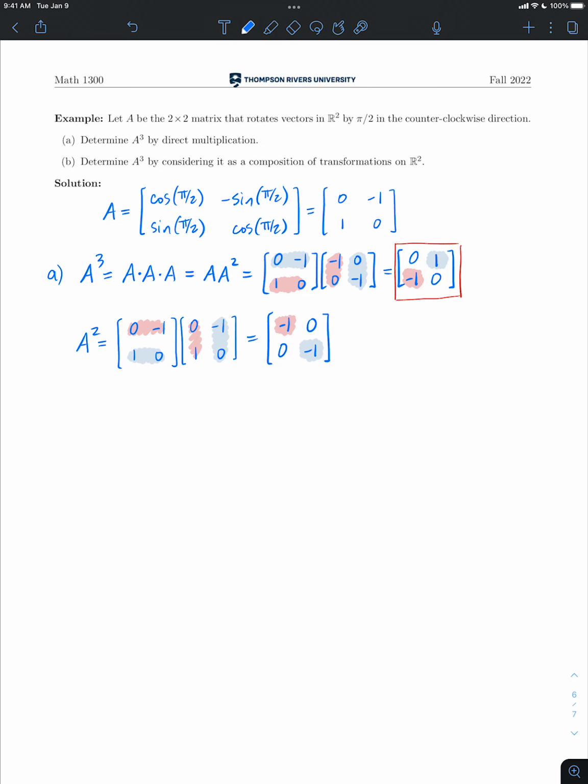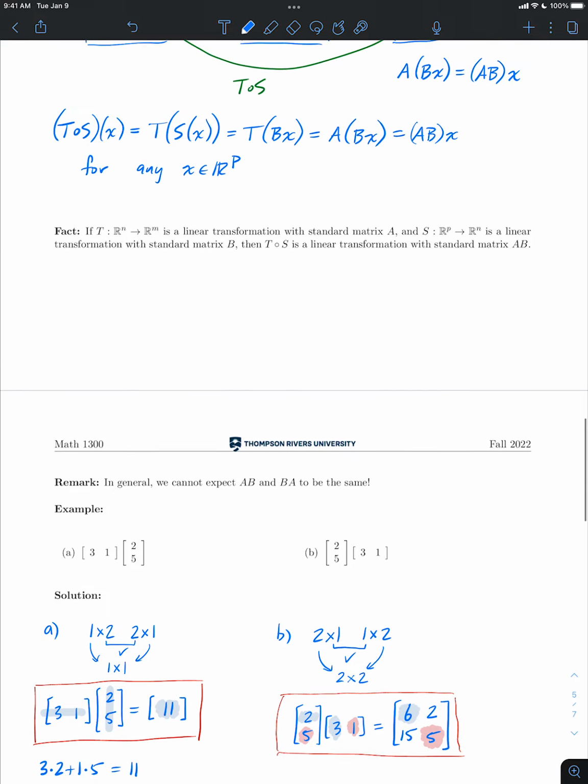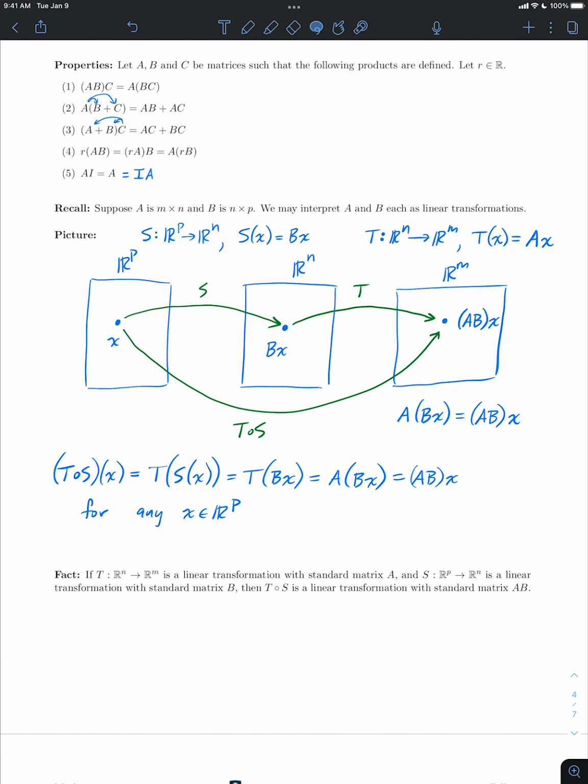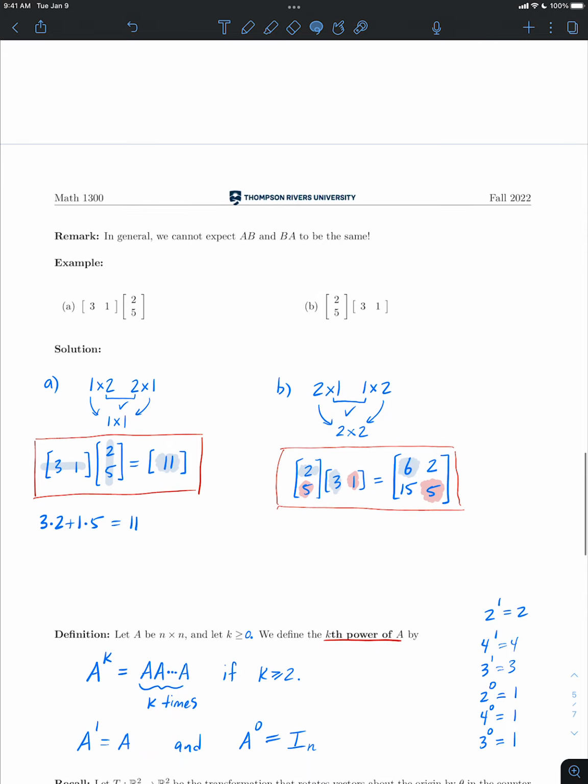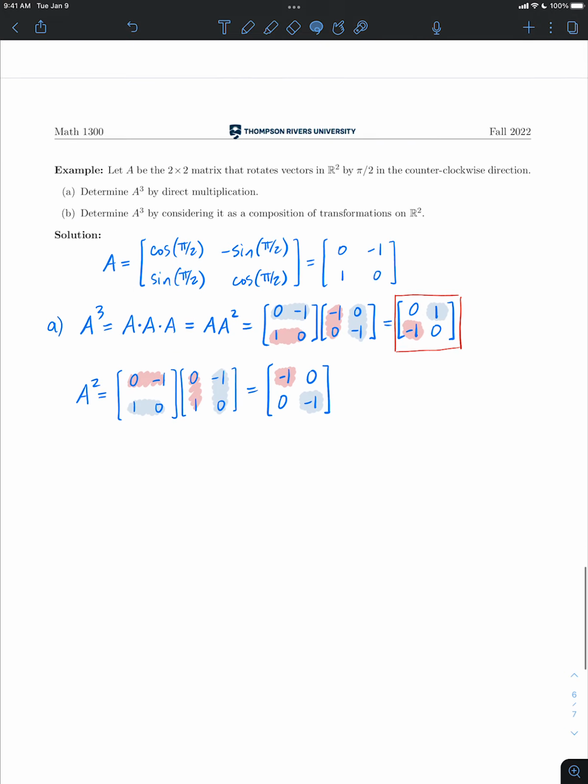Okay, so what are we looking at in part B? Determine A cubed by considering it as a composition of transformations on R squared. Well, remember how we identify a matrix with a linear transformation through multiplication. And we've already seen, about 2 pages ago now, that if we compose two transformations, so we write out a composition of, say, a transformation T and a transformation S, the standard matrix of that composition is the product of the two standard matrices of each of the two factors. So powers of a matrix can be interpreted as a composition of a linear transformation with itself.